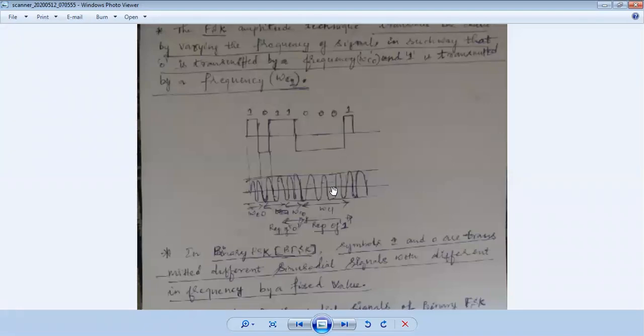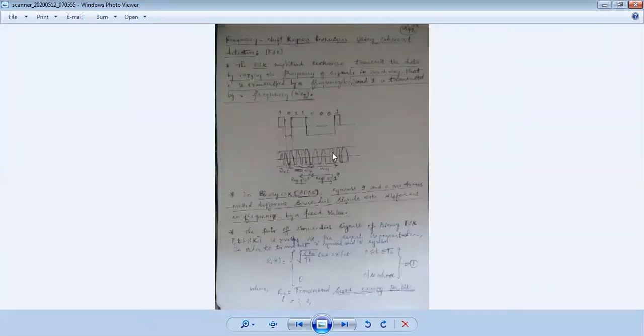Why is it called FSK? F stands for frequency. Frequency means changing the frequency required for transmitting. We shift the frequency level from one to the other, and keying is how we put across that information. We call it frequency shift keying, shortly abbreviated as FSK. So these are the FSKs.